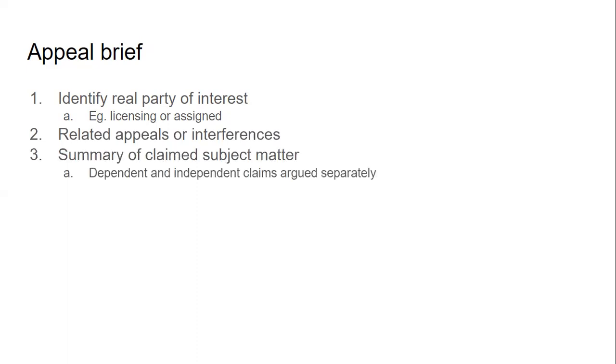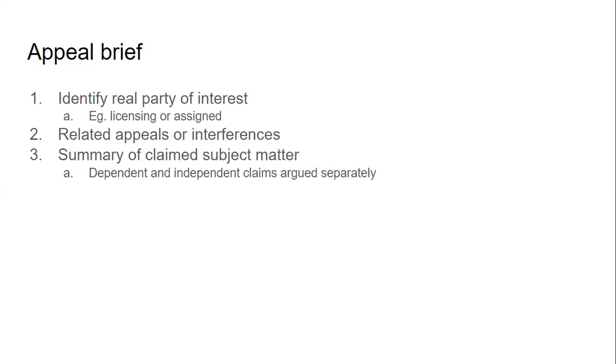The appeal brief needs to identify the real party of interest, so whoever's licensed or assigned, whoever's in charge there, any related appeals or interferences, and if none are listed, then the USPTO just assumes there's none. They're not going to go searching for any of them. A summary of the claim subject matter, wherein the dependent and independent claims are argued separately.